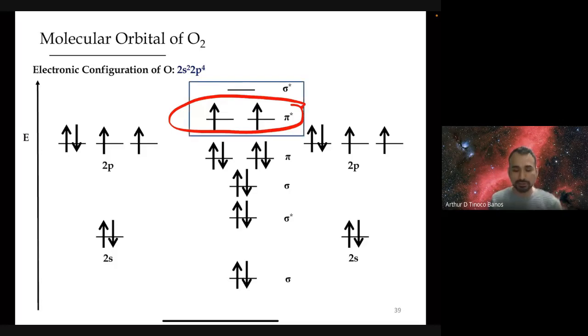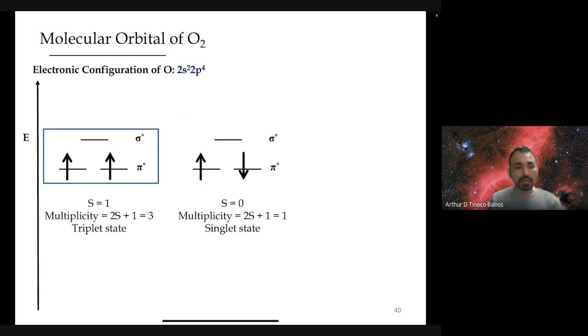Unpaired electrons. And so when we account only for those molecular orbitals, our spin is 1 because we have 2 unpaired electrons. Therefore, our multiplicity is 3. So the ground state of oxygen is a triplet state.